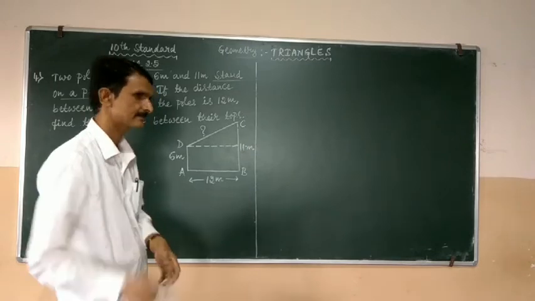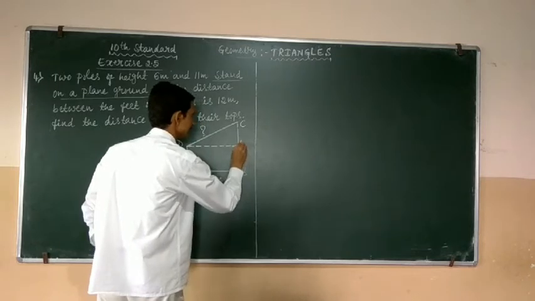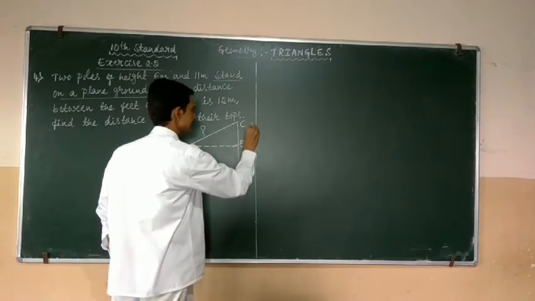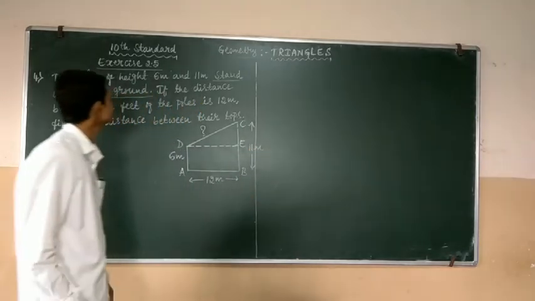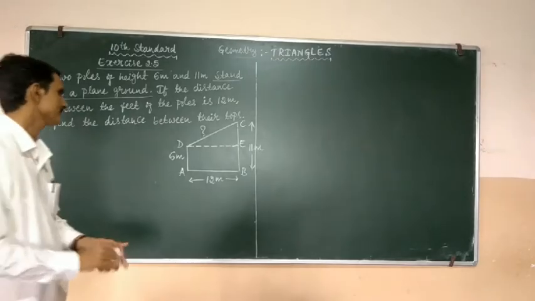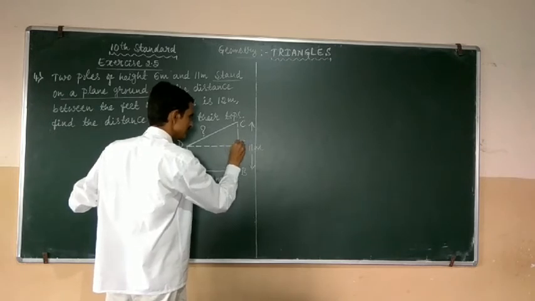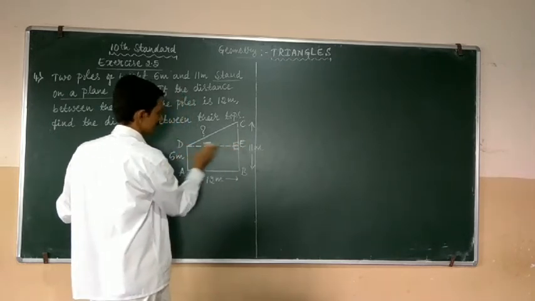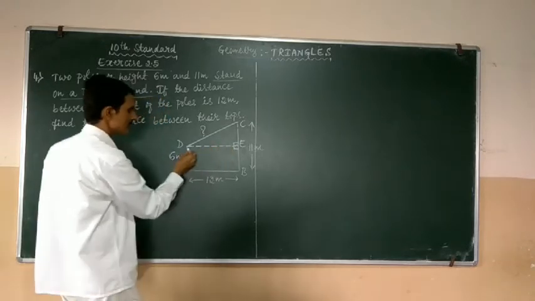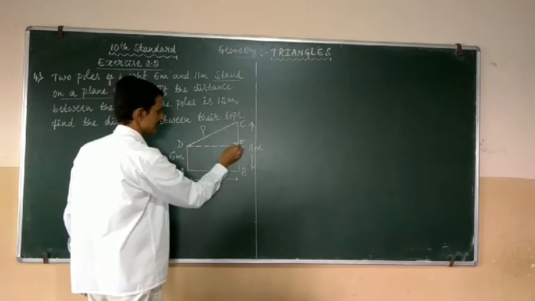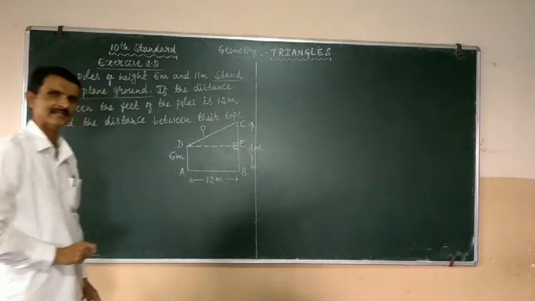Observe here, students. Call this point E. The length of this is 11 meter. Now, DE is perpendicular to BC. Therefore, this angle is 90 degree and also this angle is 90 degree. Now if you observe this triangle BEC, it is a right angle triangle.